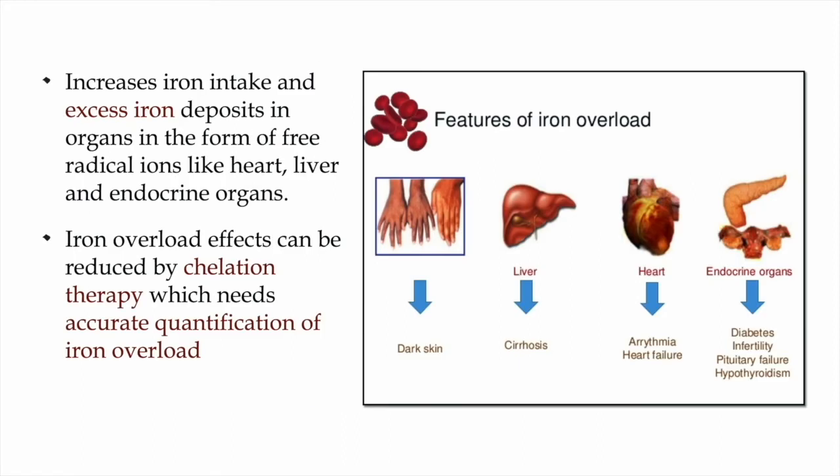Due to the regular blood transfusions in these patients, there is excess iron entering into the body. So this iron converts into the form of free radical iron and it deposits into the heart, liver and other endocrine organs. When this excess iron deposits into the liver and heart, it can lead to cirrhosis and heart failure, which is a major cause of mortality in patients of thalassemia. And when it deposits into the endocrine organs, there is a significant amount of morbidity in these patients due to diabetes and pituitary failure.